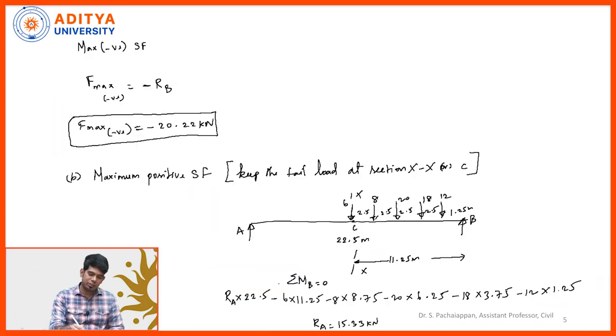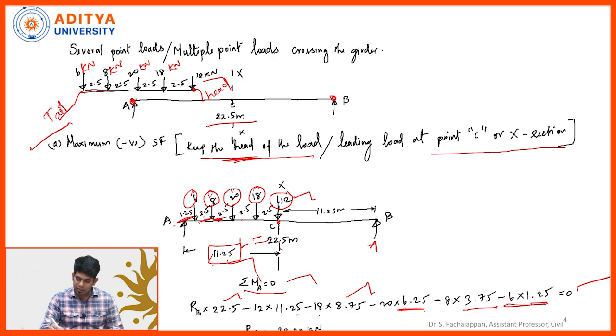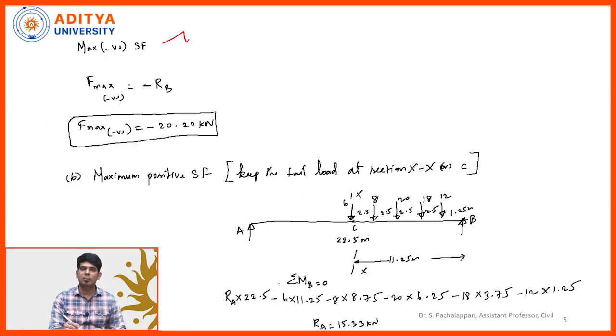Now what is the maximum negative shear force? In between RB and the section C no other loads are there, which means RB alone is the shear force. Since I am calculating the maximum negative shear force, it is minus of RB, which is minus 20.22 kilonewton. This is the maximum negative shear force. If you want the maximum positive shear force, we need to keep the tail of the load at the section.